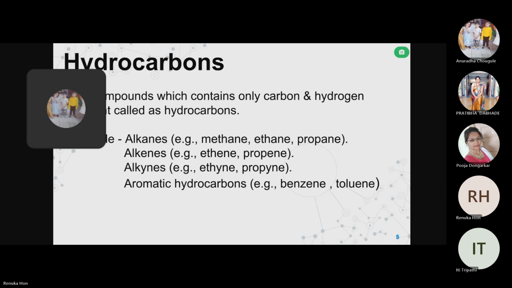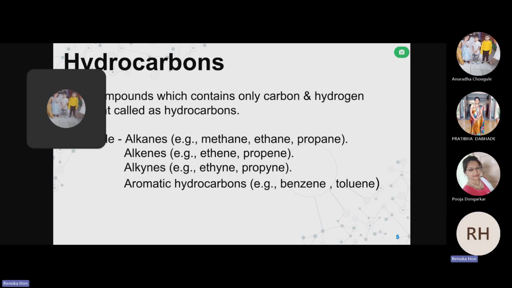For example, alkanes: methane, ethane, propane, butane, pentane, till nonane, decane. There are a number of alkanes. They contain only carbon and hydrogen. There is no element other than hydrogen and carbon present. Hence, we call it a hydrocarbon. Then when we talk about alkenes, that is ethene and propene. These are the examples. There are a number of alkenes and also alkynes, for example ethyne, propyne, and then aromatic hydrocarbons also: benzene, toluene.